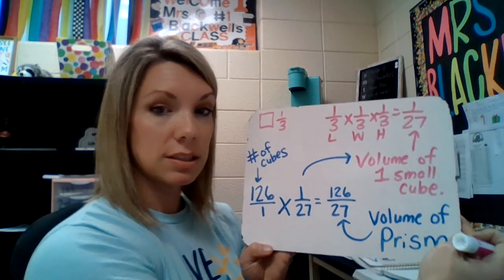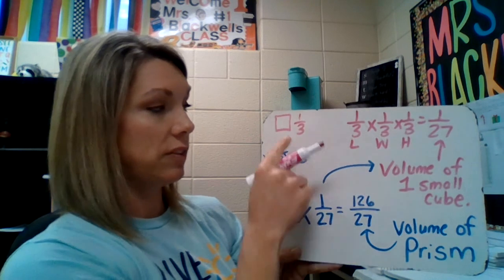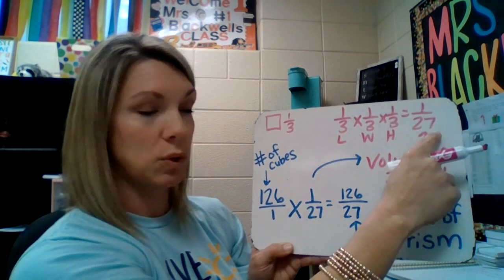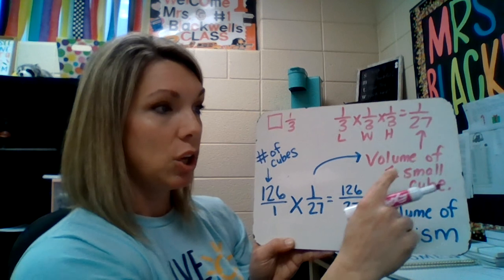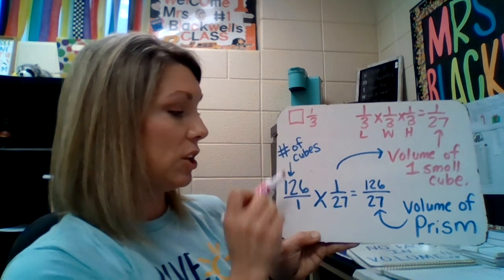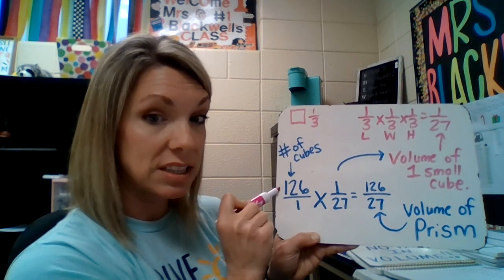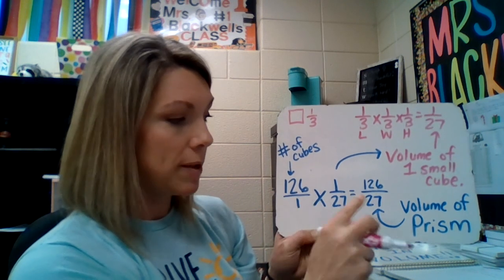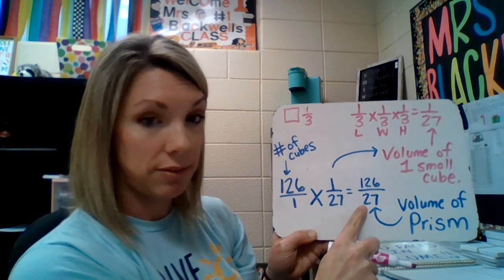Here's my work already done. We've got the side edge length of the small cube was 1/3. 1/3 times 1/3 times 1/3 was 1/27, which gave us the volume of one small cube. And then we knew that there were 126 cubes total. We multiplied that by the volume of one cube. That gave us the volume of the entire prism, right?